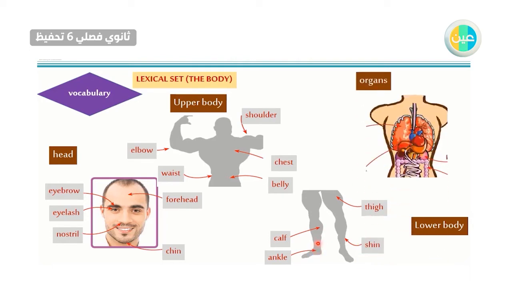Okay, we have also organs, parts inside the chest, lungs, liver that cleans your blood, kidneys. Kidney is one of the two parts of the body that separate waste liquid from the blood. And we have intestines, that is the tube in your body that carries food from your stomach.